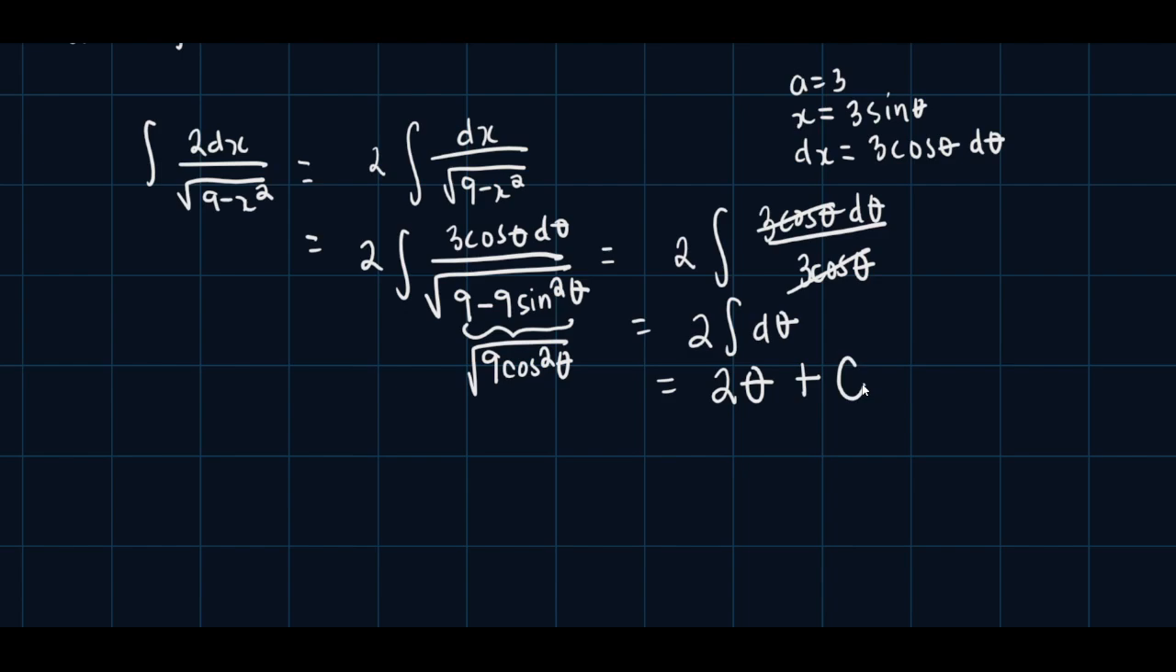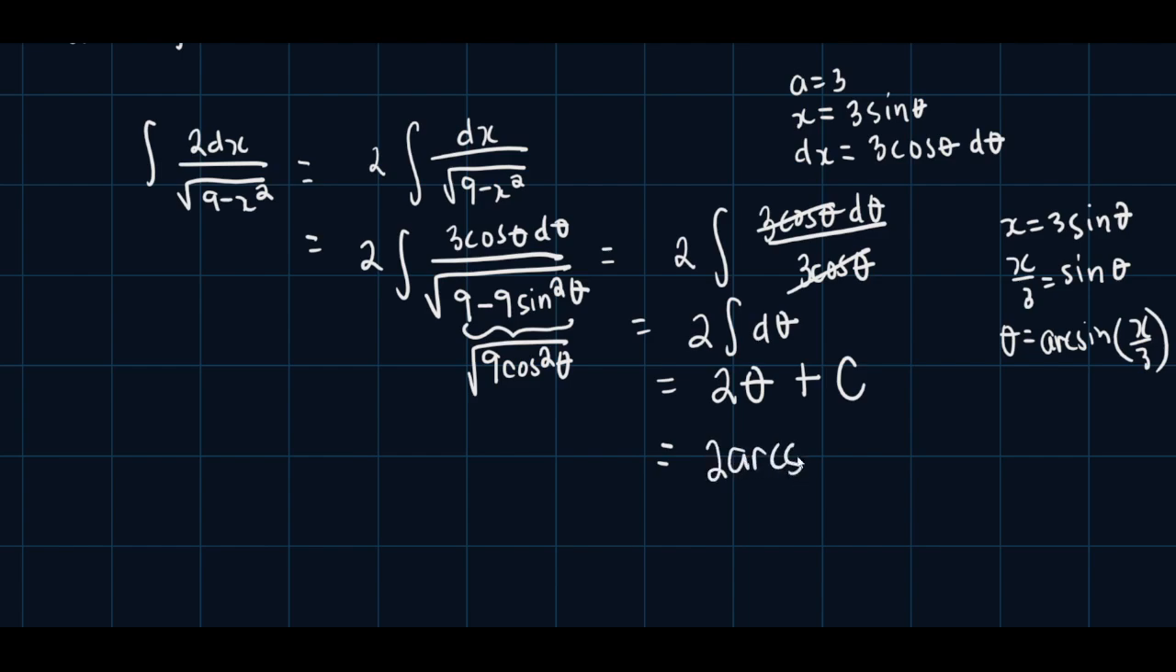So we're left again with how we write theta in terms of x. So it's quite simple kasi we're just going to use x equals 3 sine theta, divide both sides by 3, and solve for theta. So theta is arcsine x over 3. So we have 2 arcsine x over 3 plus c.